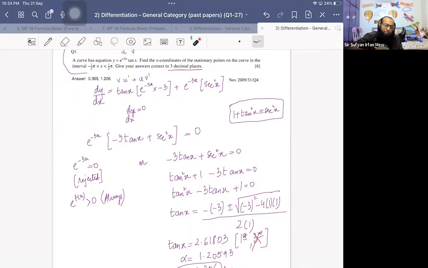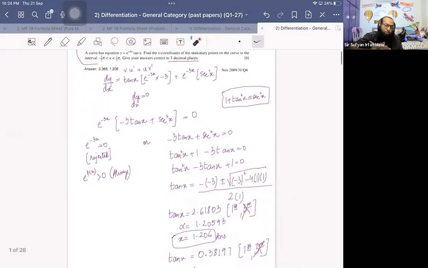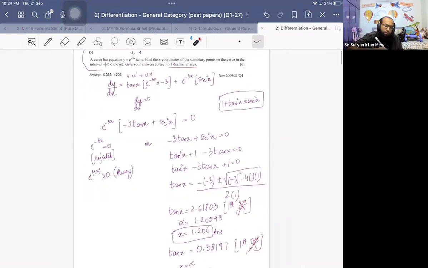In such a case, when middle term breaking is not possible, we use the quadratic formula. So tan x equals minus b, where b is negative 3, plus minus root of b square minus 4ac, upon 2a. Then we have got two answers. Tan of an angle is positive 2.61803. I've worked in 6 significant figures here; usually I work in 5, so higher accuracy can always be taken, but minimum we work in 5 SF.